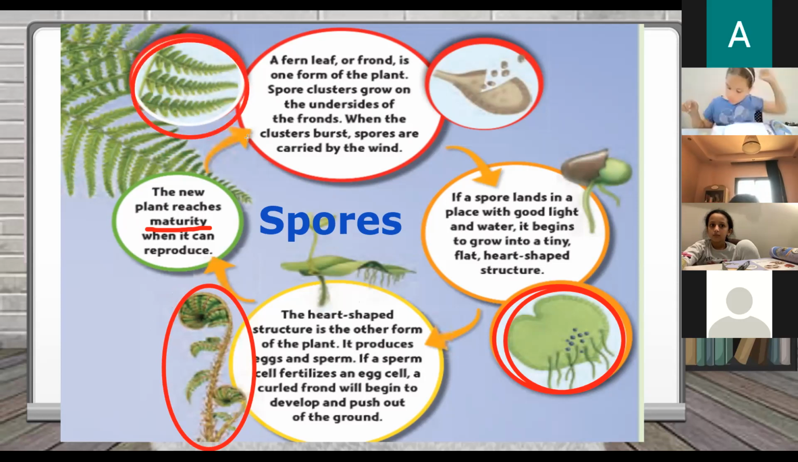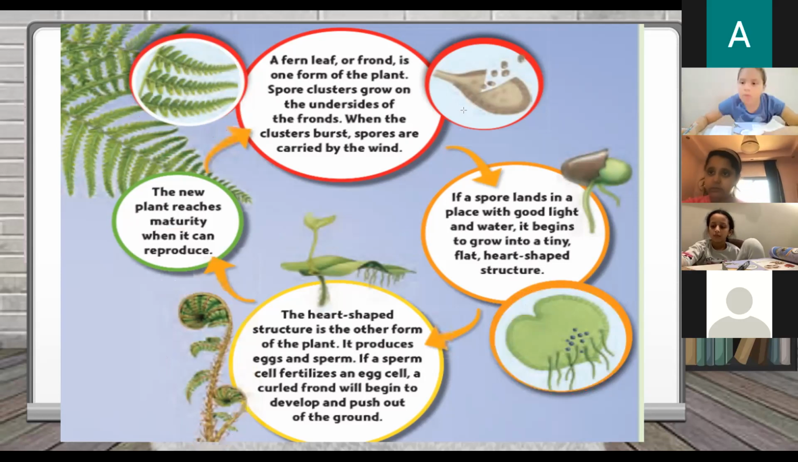So when I ask you about the baby of the fern, or the small size of the fern, what is it called? Frond. Excellent. Frond. Excellent.